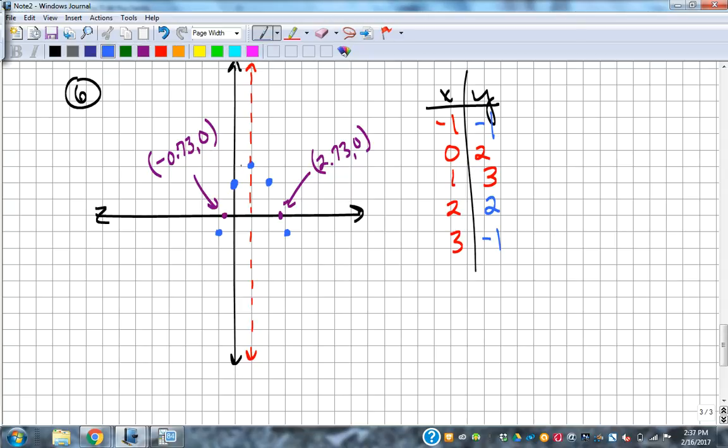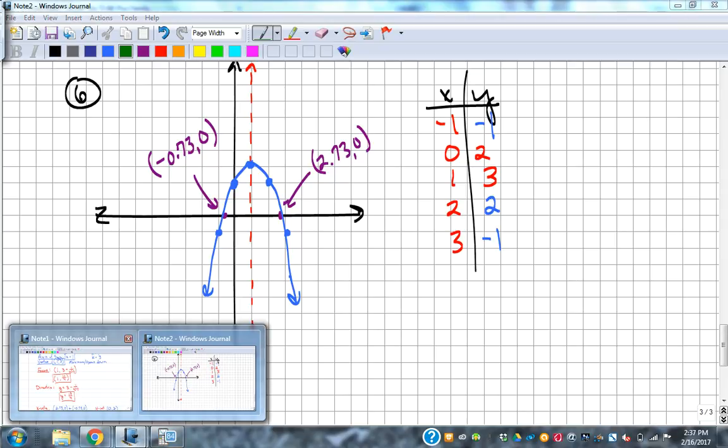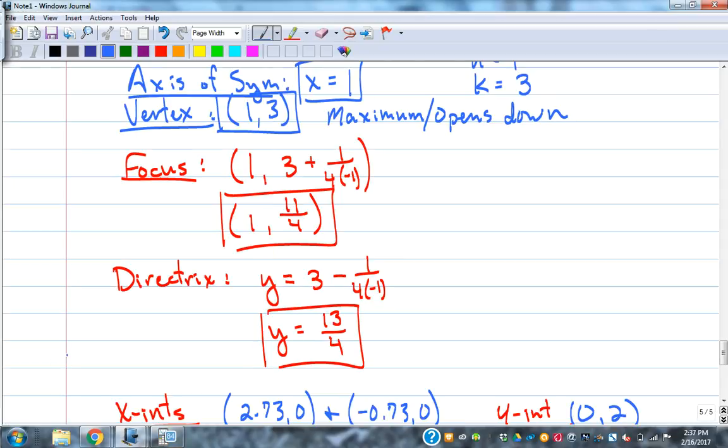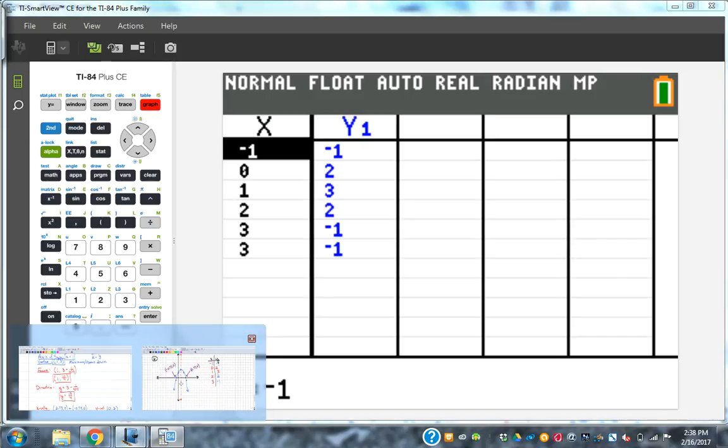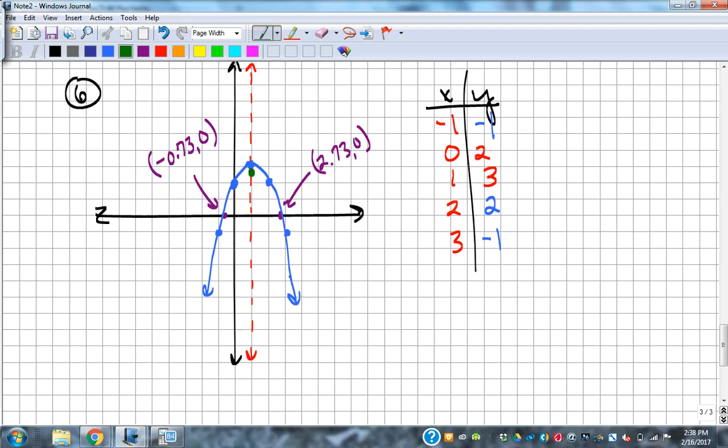And I could draw that parabola shape going out there. And let's get the focus plotted. The focus was at what? What was the focus? 1, 11 over 4. 1, 11 over 4 would be about right there. And then 1, 13 over 4 would be about right there. So that's where my directrix line goes. It's up there.